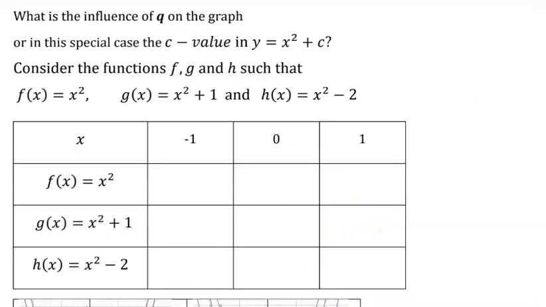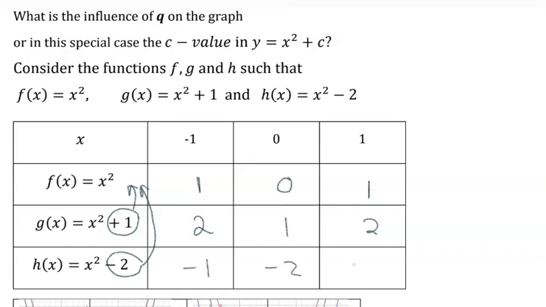If we take -1 and we square it, we get +1. If we take 0 and we square it, we get 0. If I take 1 and I square it, I get 1. So if I now take this +1 and I add it to the previous one, I get 2, 1 and 2. And if I take the -2 and subtract that from the initial one, I'll get 1 minus 2, which is -1, -2, and 1 minus 2 gives me -1. So this is our table.